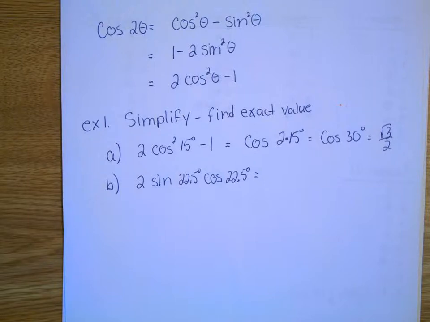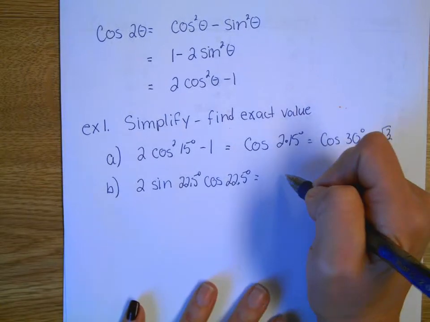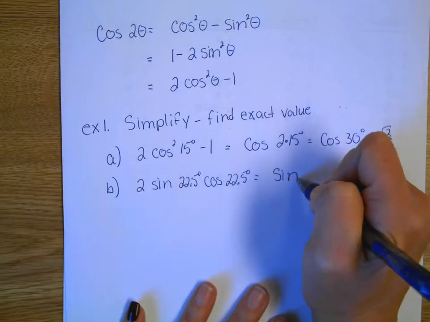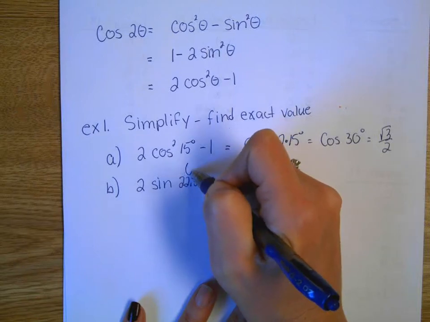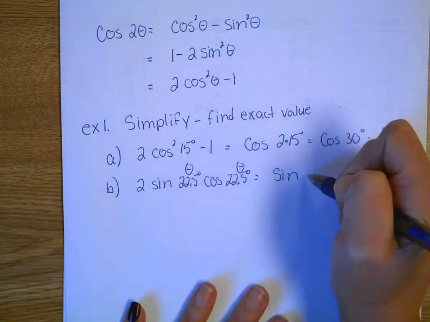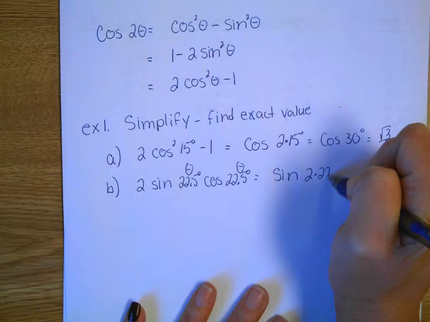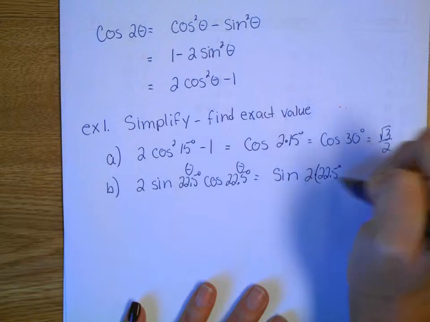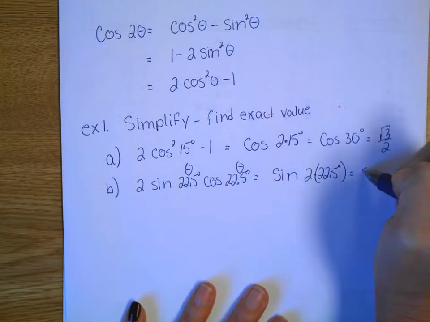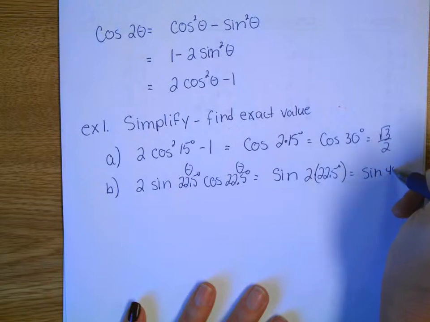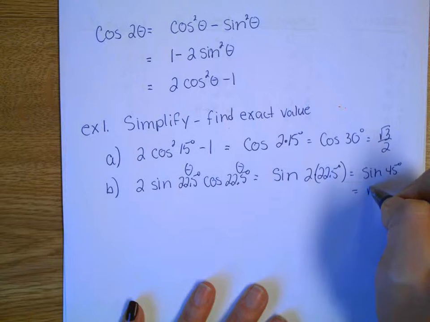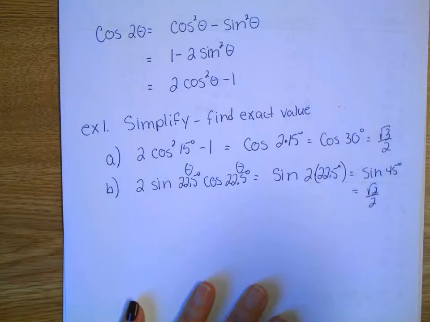It's the sine one, so I can rewrite it as the sine of what? Sine of 2 times 22.5. Sine of double my theta. My theta is this 22.5, so it's the sine of 2 times 22.5. What's 22.5 doubled? 45. What's the sine of 45 degrees? Very good. So far, so good?